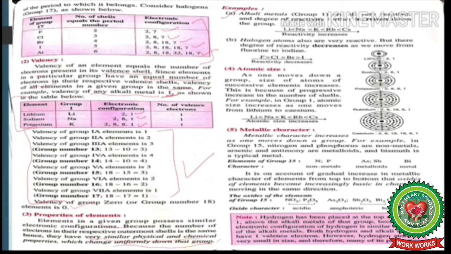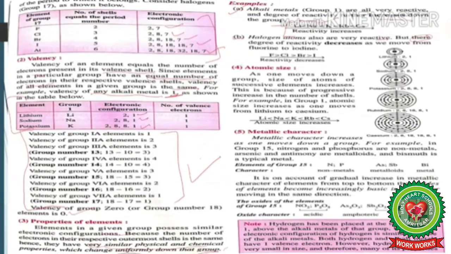For example, alkali metals group 1 are very reactive and degree of reactivity further increases down the group. So reactivity increases as we move from lithium to cesium down the group. Halogen atoms also are very reactive, but their degree of reactivity decreases as we move from fluorine to iodine.